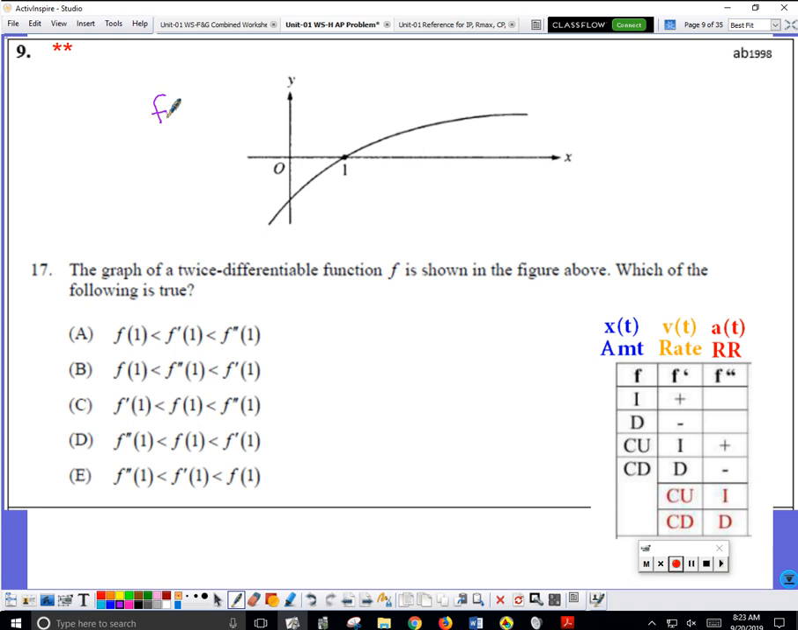Next key thing to notice is they are only asking about one point on this entire graph, x equals 1. That's another big clue. They have put these kind of ordering problems on the AP test routinely for years. And whenever they've done an ordering problem, just read the name for me. Just read the name. Pretty neat. Okay.